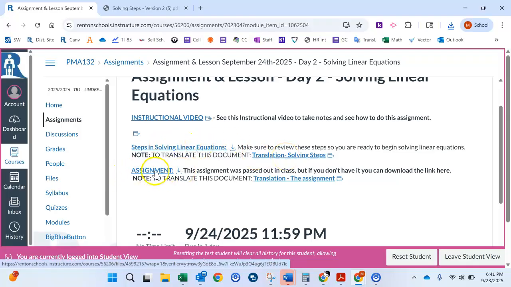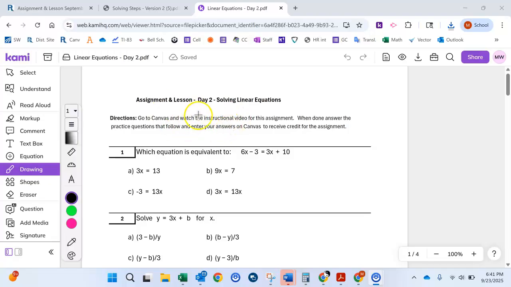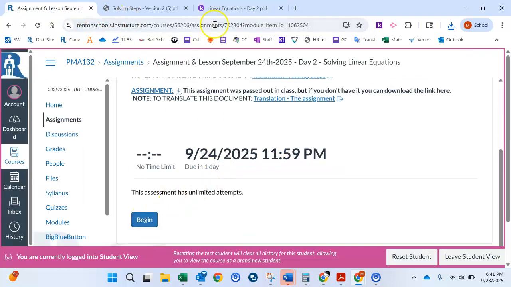Okay, and then this is the assignment right here, so you can open that one as well. I've opened mine in Kami, so make sure you open it in Kami so that you can mark it up and make notes and use it. And of course, when you're done, you're going to put your answers here in Canvas.